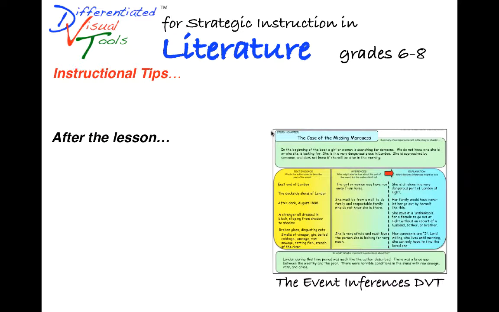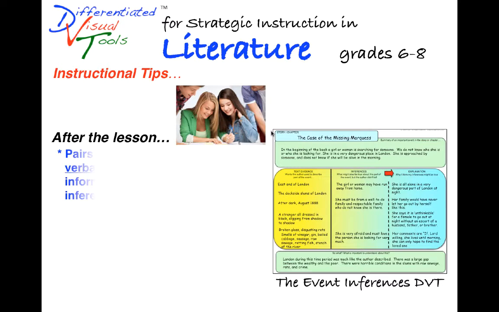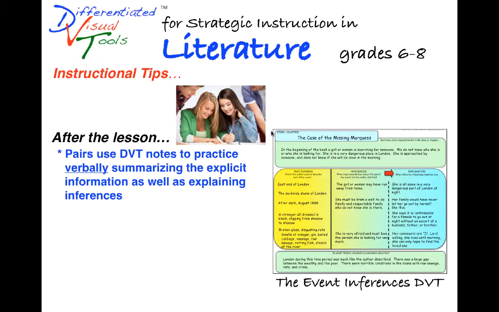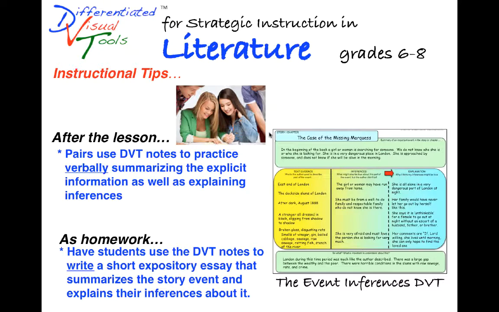A powerful thing you can do at the end of the lesson is have students form pairs and then use their notes on the DVT to actually practice verbally explaining the information on it. For example, they should practice summarizing the event, identifying the text evidence, and also explaining the inferences they drew on it. As homework, have students use their DVT notes to write a short expository essay about the event and their inferences about it.